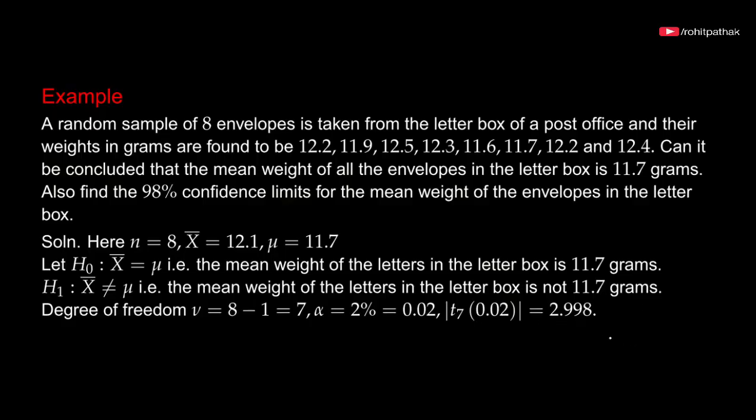That means this 2% area is total on both the sides. So this is 1% area, this is 1% area. So minus 2.998 to 2.998, we have total 2% area. So 1% area on left and 1% area on right will be the critical region. And in between these two values, we have the acceptance region. So we have to see whether our calculated value falls in this acceptance region or in the critical region.